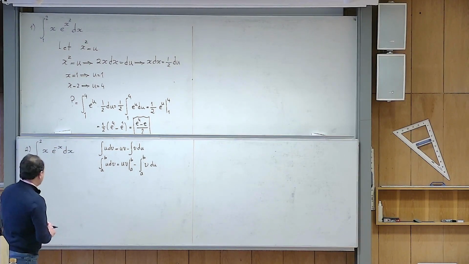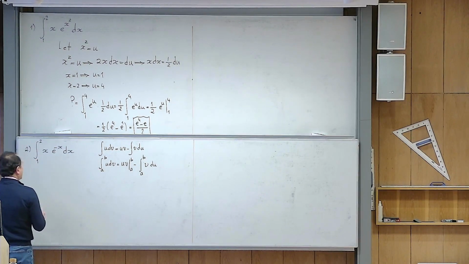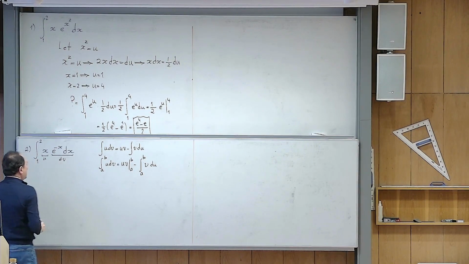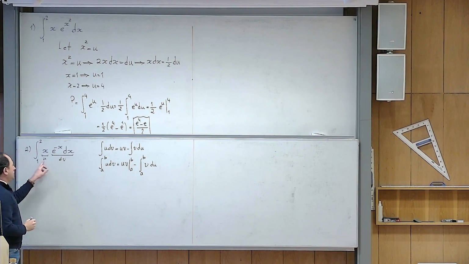For example, in this case, if I take this to be my u, this is one of the options possible. The rest of it I will take dv. By experience I know that this is a good idea, to take this one as u, not this one. Of course, technically I can also take e to the power of minus x to be my u and x dx to be my dv.